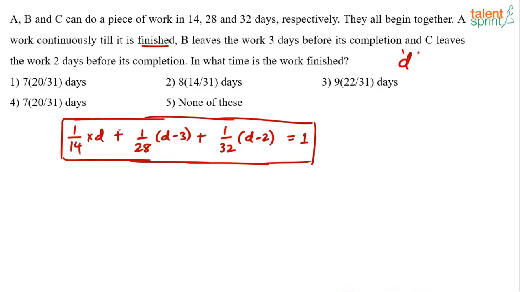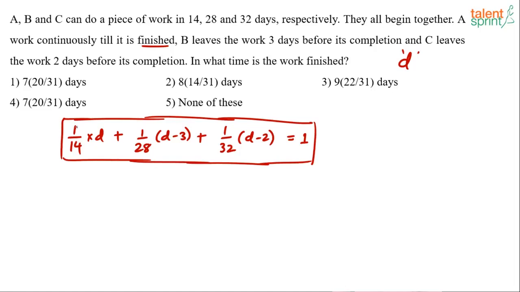Capacity multiplied by number of days will give you the work done. Total work done is 1 unit. Simplify for D, solve for D basically. First of all, add these two terms. Instead of taking three terms, add these two terms because the denominators have a common multiple, right? 28 is a common multiple.